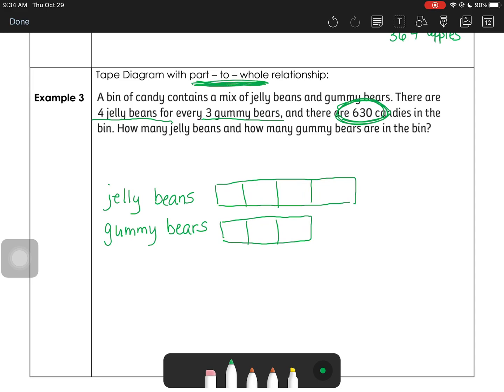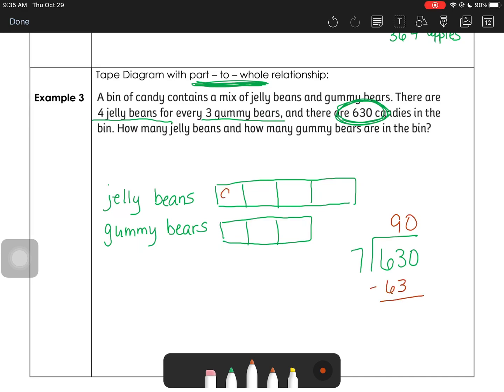How many boxes are there? There are 7 boxes in all. And so we're going to take 630 divided by 7 to see how many go in each box. 7 goes into 63 9 times, and then we add our 0 at the end. So each box will contain 90 pieces of candy. And there are 4 jelly bean boxes, so that means 4 times 90 is 360, and 3 times 90 is 270. So we have 270 gummy bears and 360 jelly beans.